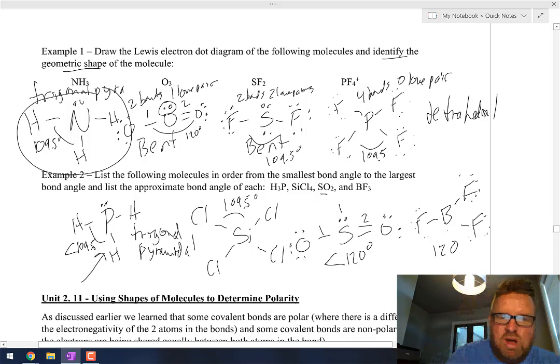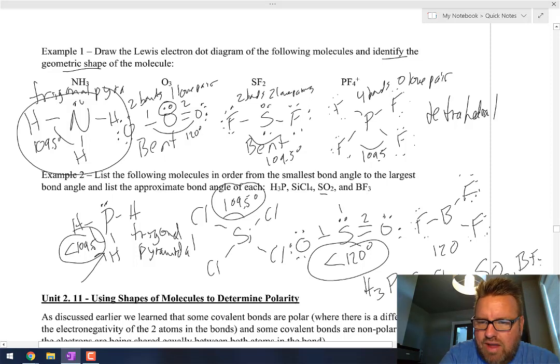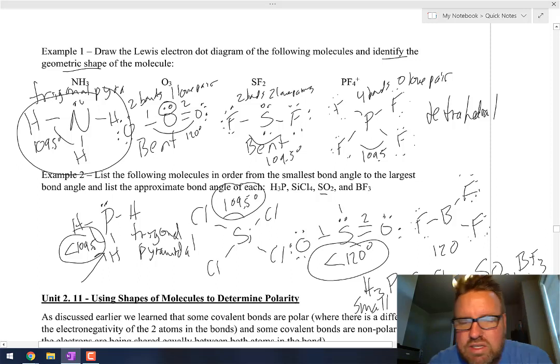So which one's the smallest? H3P, because it's slightly less than 109.5. Then SiCl4 would be next. Then our next one would be slightly less than 120, so SO2 would go next, and then BF3 would have the largest bond angles. So here we have our smallest bond angles, here we have our biggest bond angles.